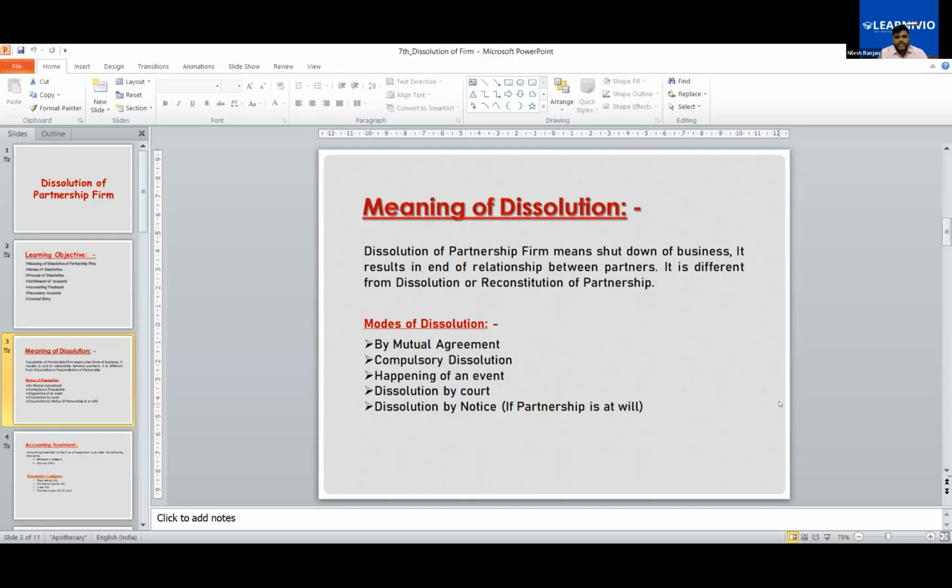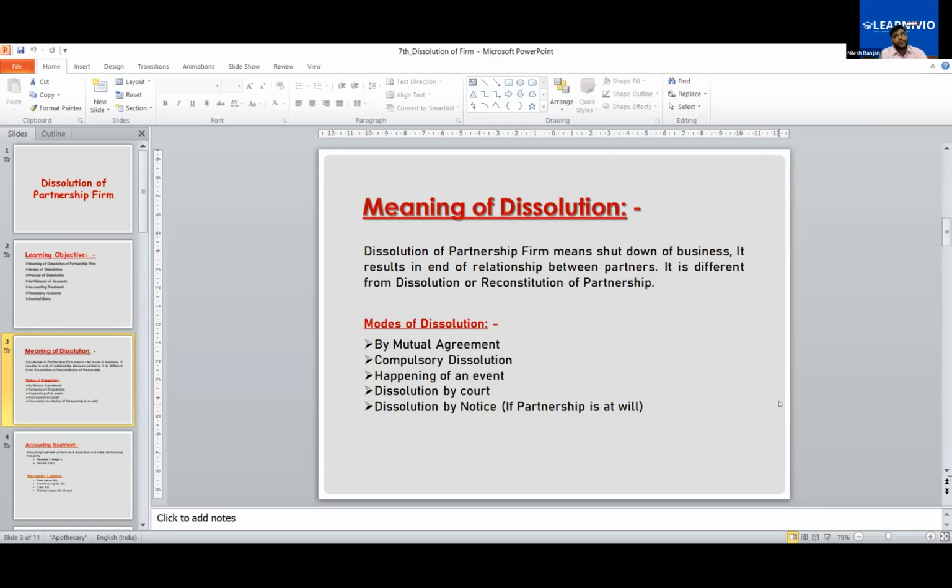The next one is compulsory dissolution, where partnership business cannot be carried on. Now there is no option. We have to close the business. Next is happening of an event. It means if something happened, like one partner died, one partner became insolvent, or an accident happened and all partners died, or most of the partners are insolvent. In that case, also, we have to dissolve the partnership firm.